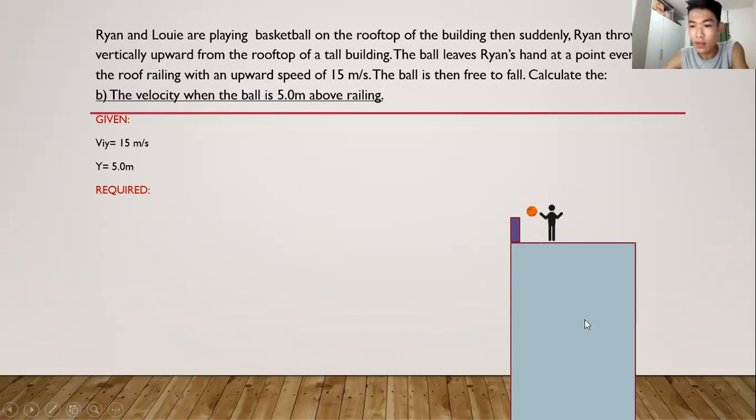So, I'll just show our illustration. Unlike the earlier one, the original position of the ball has been adjusted. In the first problem, the level of the ball was at the railing. Then in this problem, it is 5 meters above the railing. So what is required is the velocity when the ball is 5 meters above the railing.